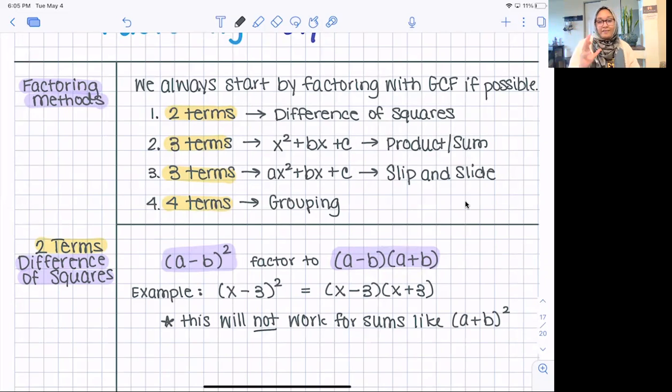All right, so we have our intro, we have our difference of squares method for 2 terms. Let's watch the next video to see how to factor 3 terms.